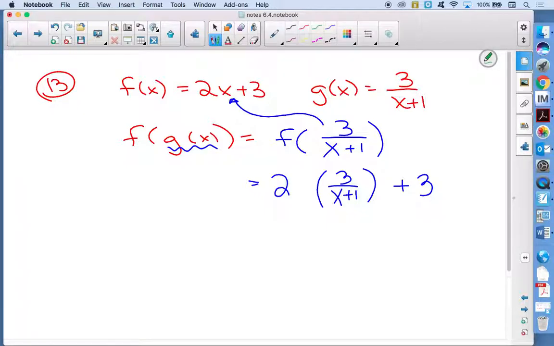How do you multiply these together? Eris? So the 2 is really over 1. So 2 times 3 is 6. And then 1 times x plus 1 stays as x plus 1. And then there's the plus 3. This is actually as far as you need to go.